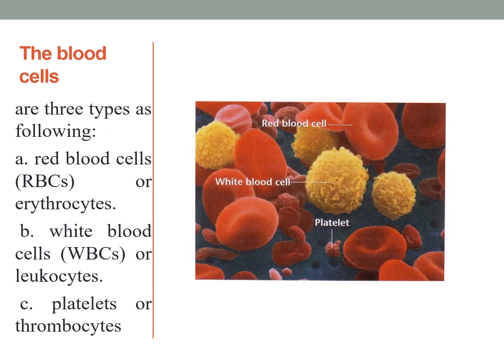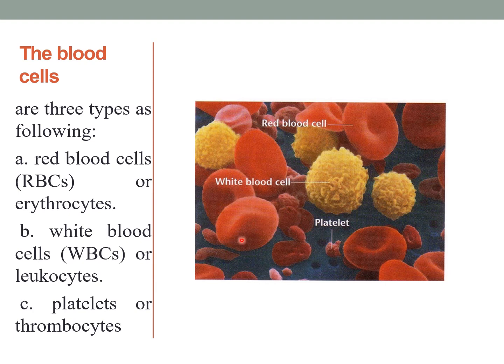Now what are the types of the blood cells? We have 3 types of the blood cell as follows. Red blood cell, which is abbreviated as RBC. Red blood cell can also be called erythrocyte. Secondly, white blood cells, which are abbreviated as WBC. Also, the white blood cell can be called leukocytes. The third type of the blood cell is platelet, or we can call it thrombocytes.